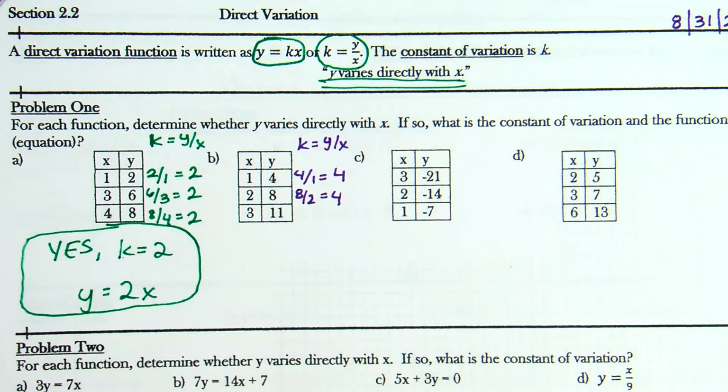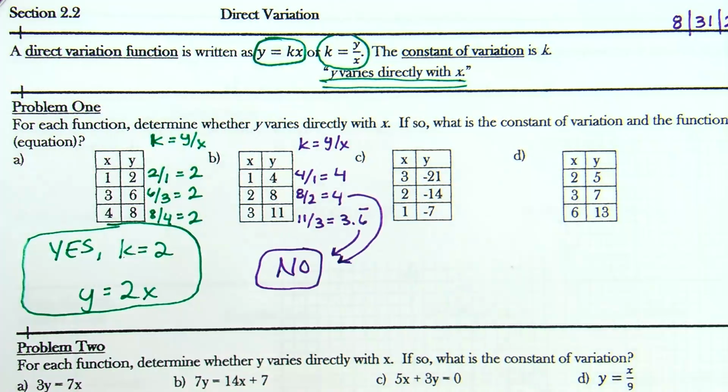Even if I don't have the calculator in front of me, here's what I know. 11 divided by 3 is not 4. 12 divided by 3 is 4, so I know 11 divided by 3 is not. So what do we know? This is not direct variation, because 11 divided by 3 is not 4. I got two different values there, a 4 and a 3.6. As soon as you get two different values, you can quit.